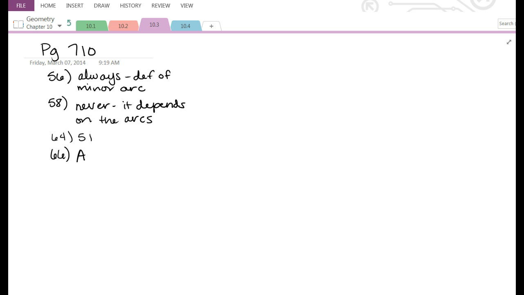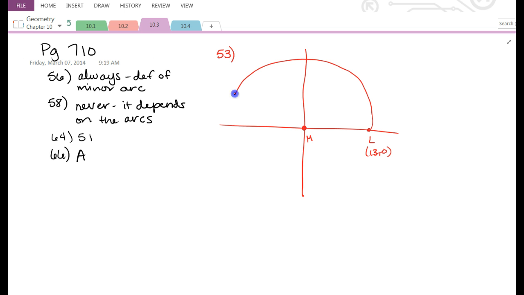Okay, so the first problem that I'm going to do is 53, with the coordinate plane and the circle. So I'm going to make a sketch of that. We had our center at M, we had a point L at 13, 0 on the graph. Here's my circle. J was at the point 5, 12, and K was at the point 12, 5.